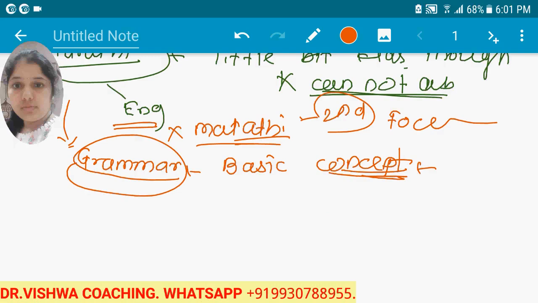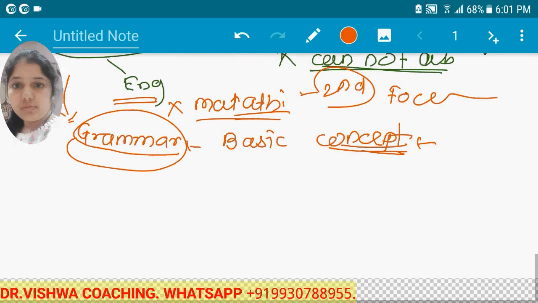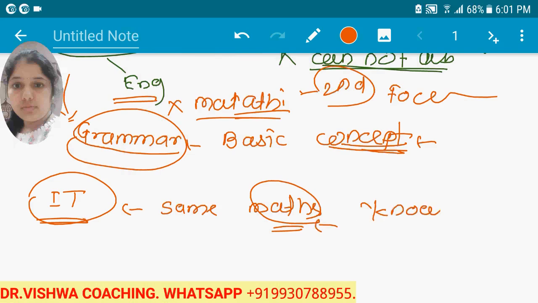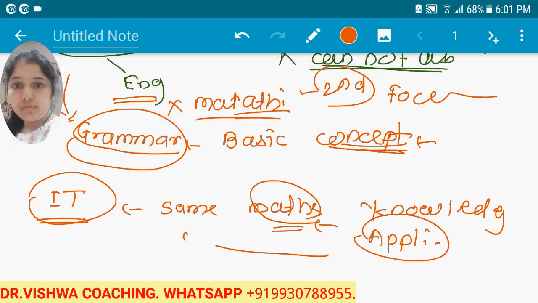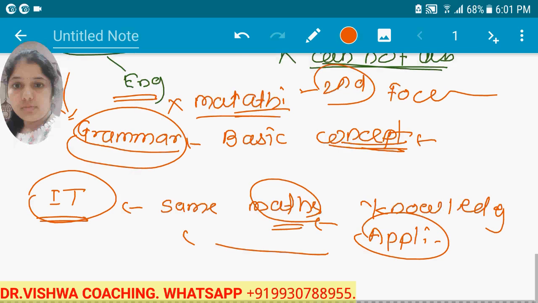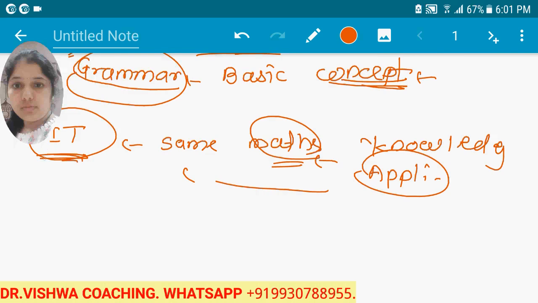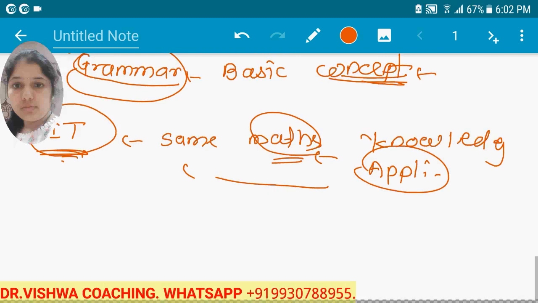Okay, now IT, the intelligent test. There are the same topics which are there in maths, but we have to apply our mathematics knowledge here. It means application of mathematics is there in the intelligent test. Okay, you have to relate some figures, you have to relate the numbers, you have to relate the images. Okay, and you have to apply whatever you have learned till now in this IT topic. So this is the introduction of all the 4 subjects.